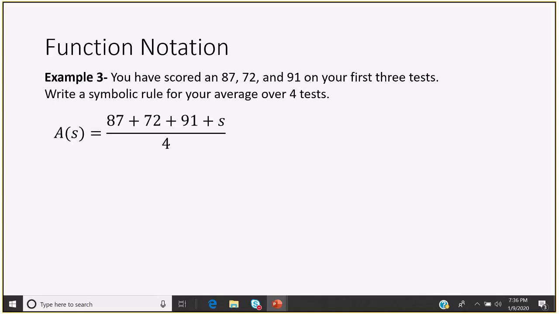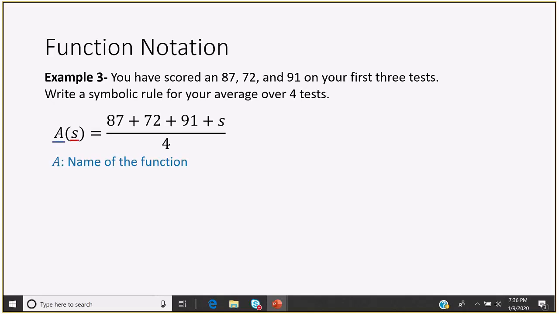So 87 plus 72 plus 91 plus whatever you want to call your variable. You don't really know what your last test is. I said it was S. You could have said it was X. That's perfectly fine. And it's all over 4. But I want to be able to name this function, and so I'm going to name it A for average.